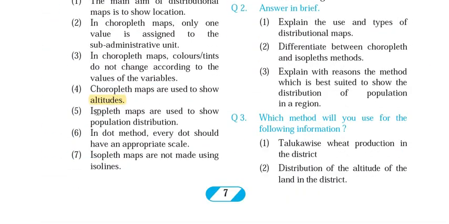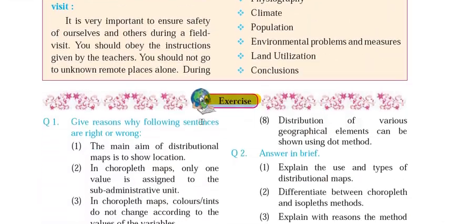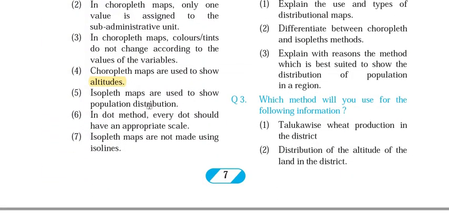Okay, the fifth statement is that isopleth maps are used to show population distribution. The fifth statement is correct, because we can show the population distribution by using the isopleth map also. The sixth statement is that in a dot method every dot should have an appropriate scale. This is again a right statement, because each dot in the dot method map has an appropriate scale and appropriate value, and based on that we can find the distribution of that particular quantity in that particular area.